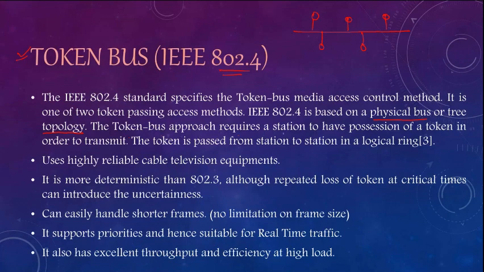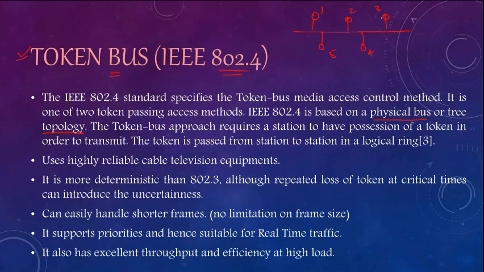The token bus approach requires a station to have possession of a token in order to transmit. The token is passed from station to station in a logical ring. So the different devices are connected in physical form, that is in bus mode. The use of a token is a basic rule to avoid collision. Suppose stations 1, 2, 3, 4 and 5 all have data and want to send, then there will be a collision. That's why there is the concept of token.